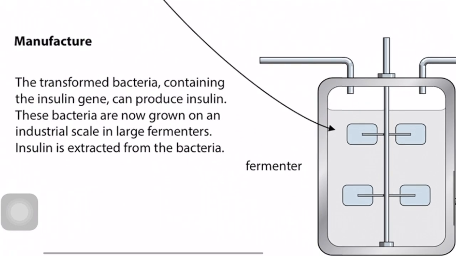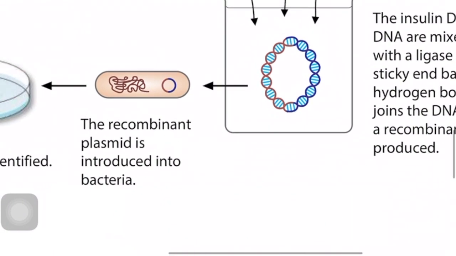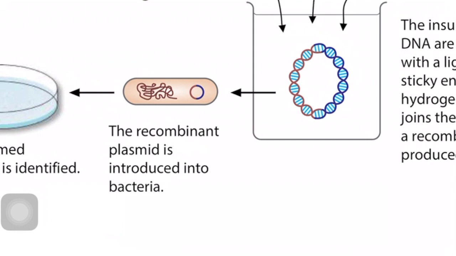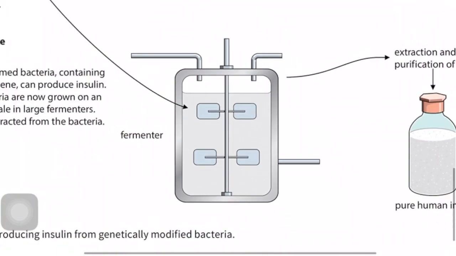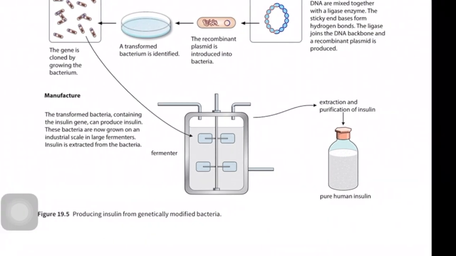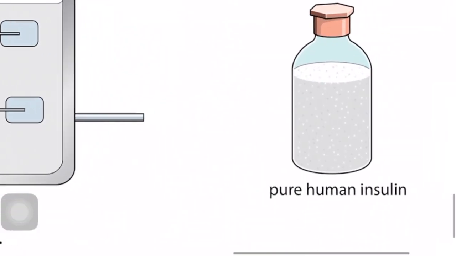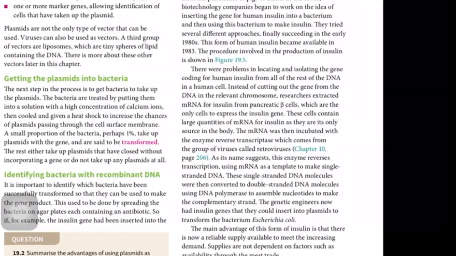And then finally the manufacture process. The transformed bacteria containing the insulin gene can produce insulin. These bacteria are now grown on an industrial scale in large fermenters. Insulin is extracted from the bacteria. Yes, because if this recombinant DNA is introduced into this bacteria, transcription and translation will occur, and this bacteria will also produce the insulin along with the other chemicals that the bacteria produce. We don't need the other chemicals, so the insulin has to be extracted in the fermenter. Then extraction and purification of insulin, because there are a lot of chemicals which bacteria produce, but we need the insulin. And there we have pure human insulin. See, it's very fast.